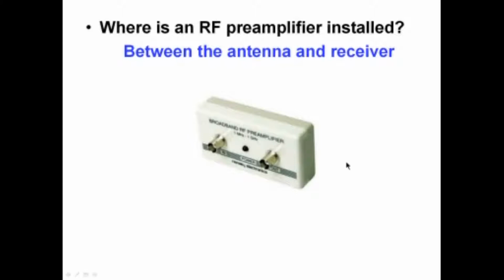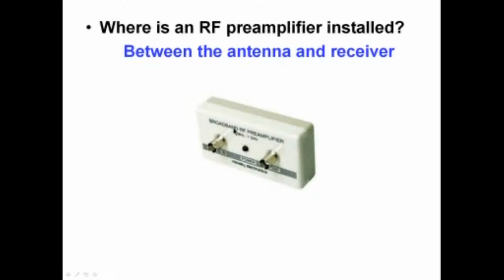Where is a radio frequency preamplifier installed? It's installed between the antenna and the receiver. And here's a picture that I grabbed of a broadband RF preamplifier. Here's the input, here's the output. I connect my antenna here, and it amplifies the signal, and then I come out here with the signal to go into the receiver. So what I'm doing is processing this before it gets to the receiver with a preamplifier.